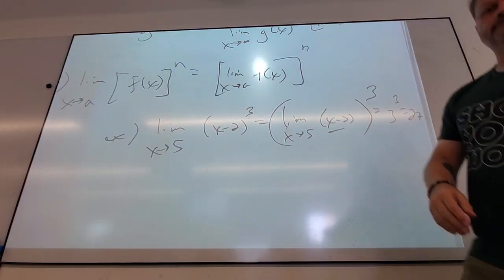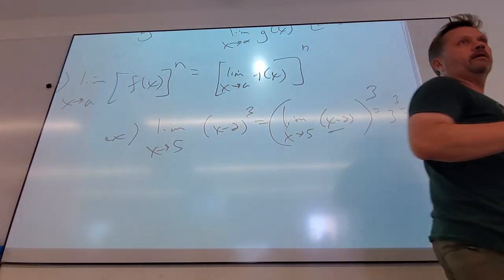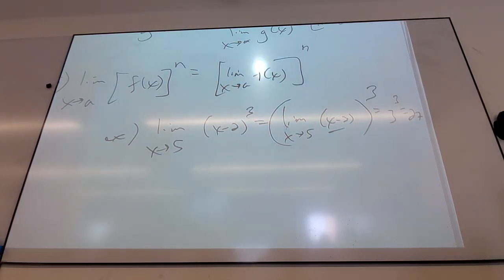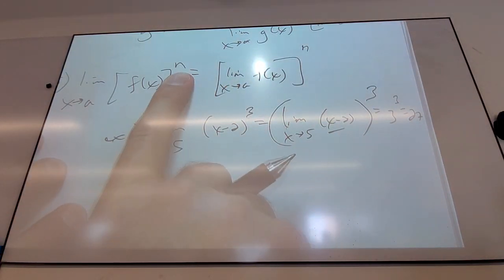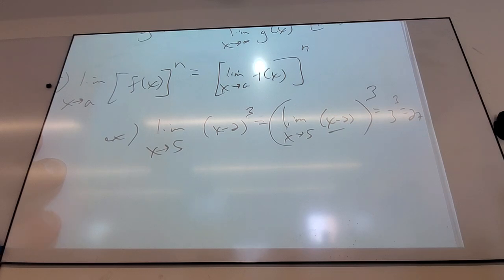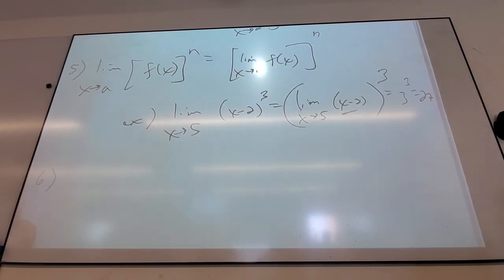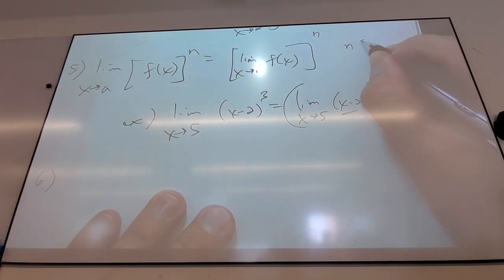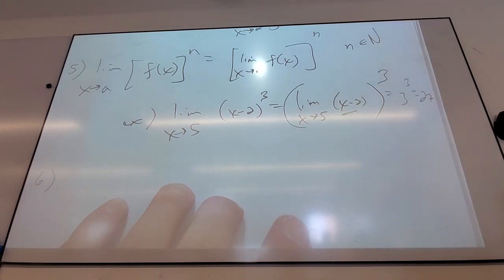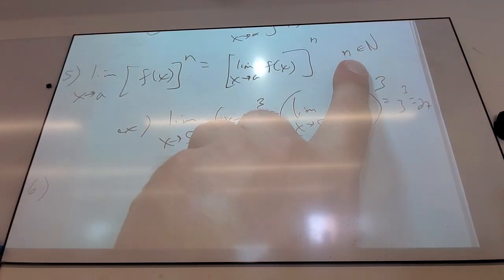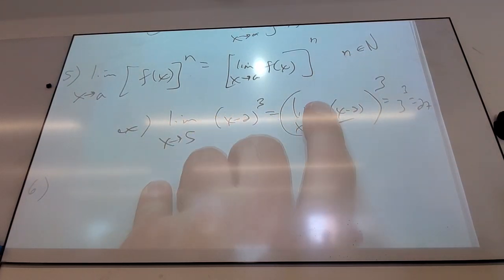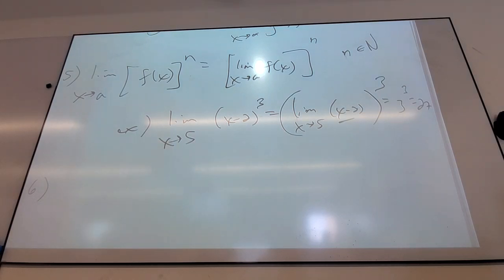So it's whole numbers greater than 0, or just positive integers. Yes. So this rule only holds if n is an element of the natural numbers, meaning n is a positive integer.